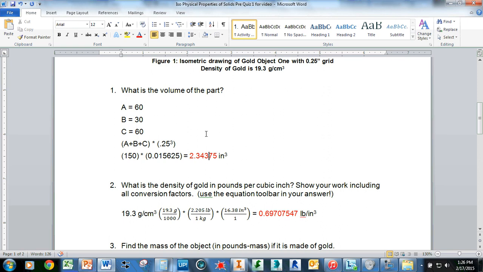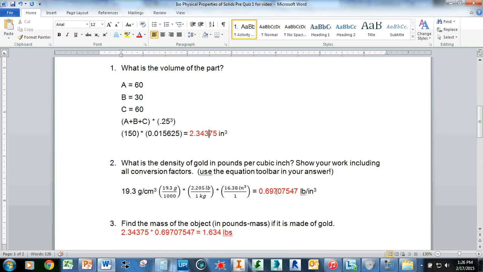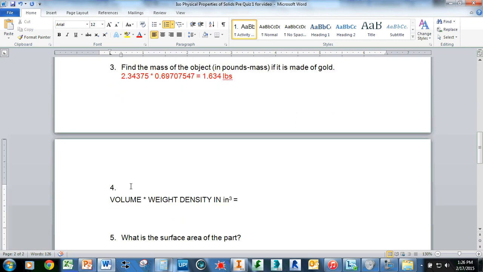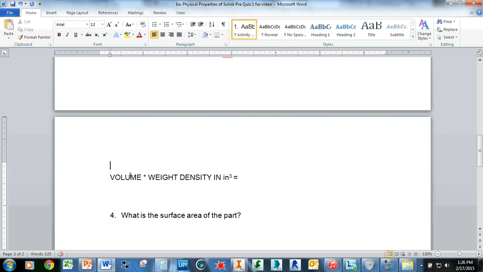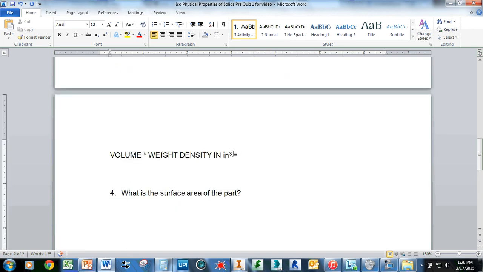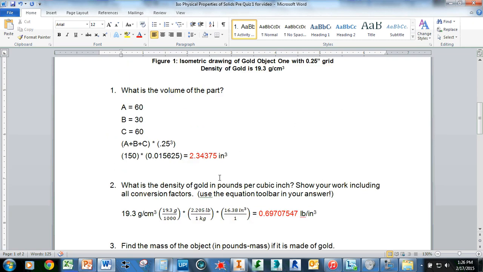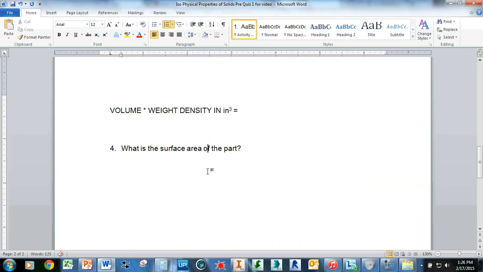This is our first 3 problems: how to calculate the volume, how to convert from grams per cubic centimeter to pounds per cubic inch, and now we've gone into the total weight of the object. Again, when we're talking about how to find the weight of the object, it's just volume times your weight density in cubic inches. Our weight density in cubic inches was 0.697. Our volume was 2.34375.